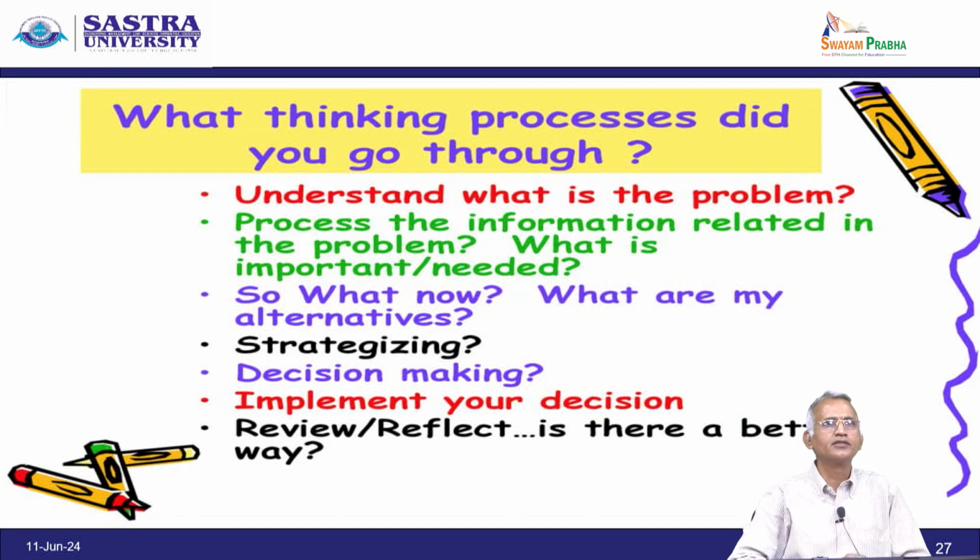What thinking process did you go through? Understand what the problem is, process the information related to the problem, what is important or what is needed. So, what now? What are my alternatives? Strategizing or decision making, then implement your decision, review, reflect. Is there a better way? This is the way to think through the process.